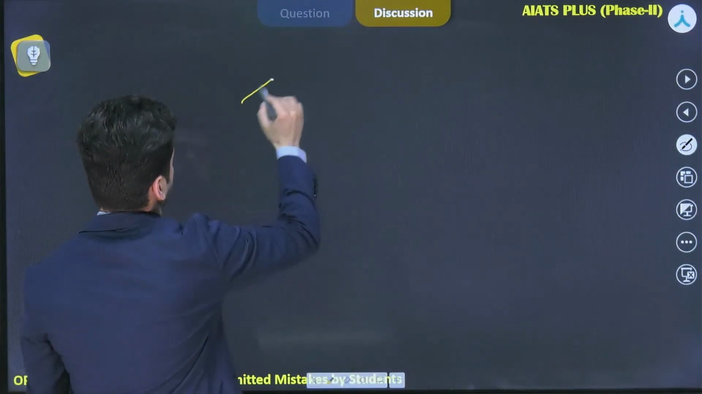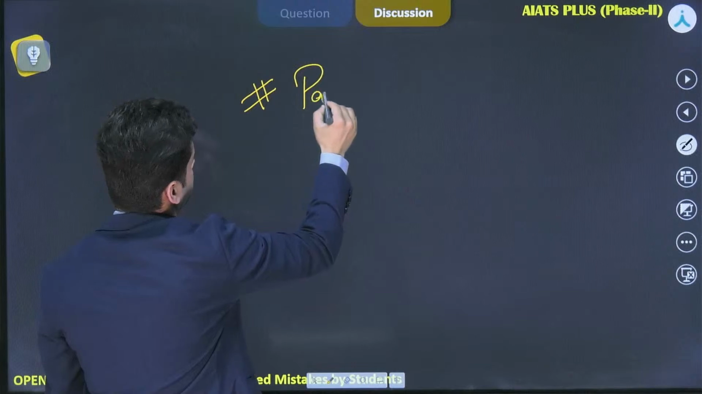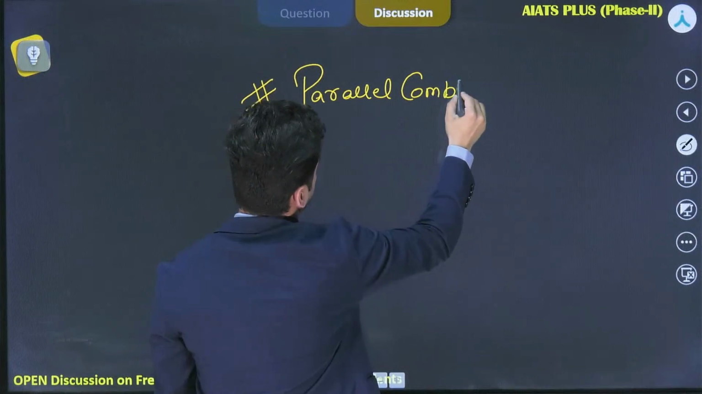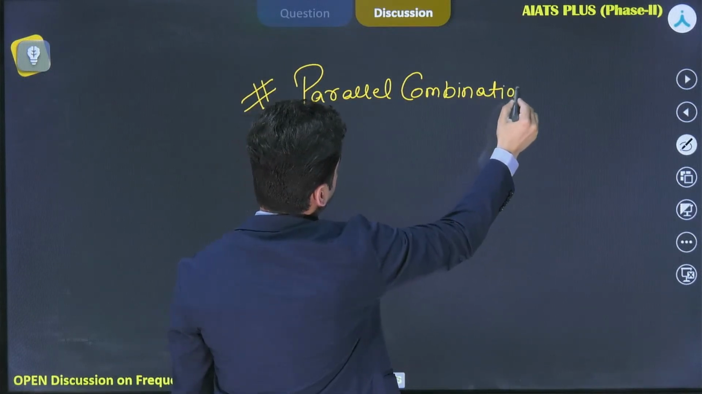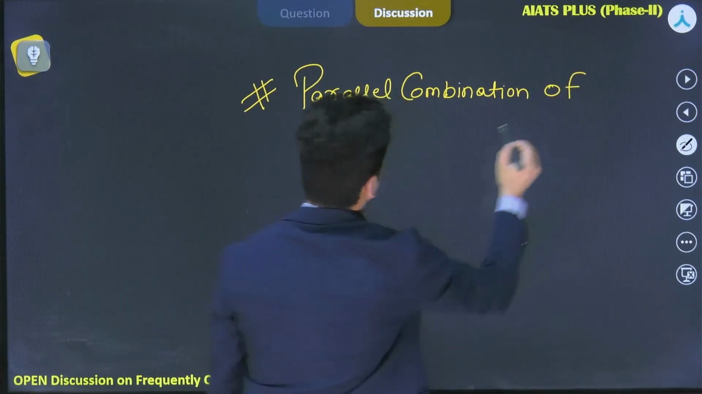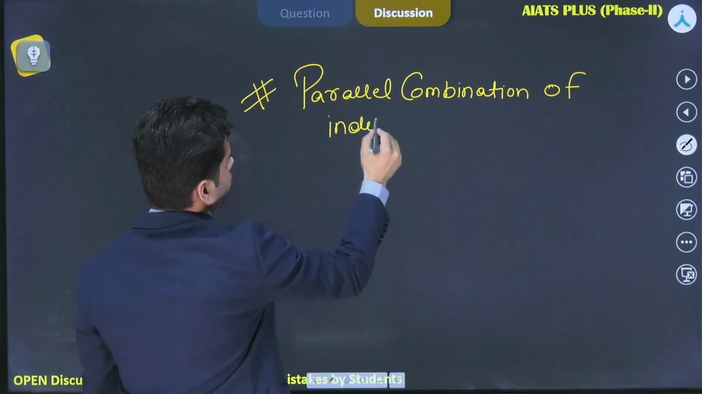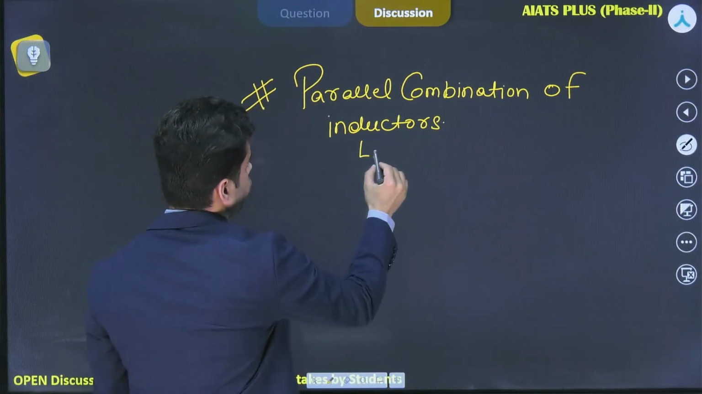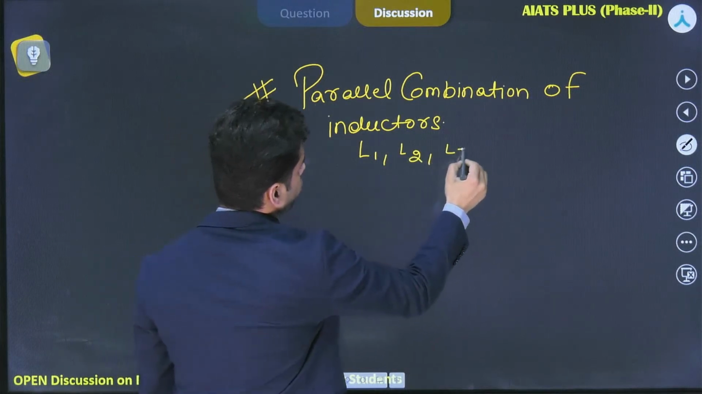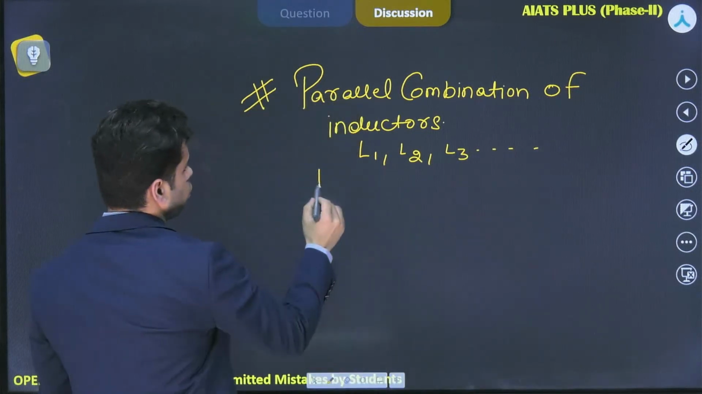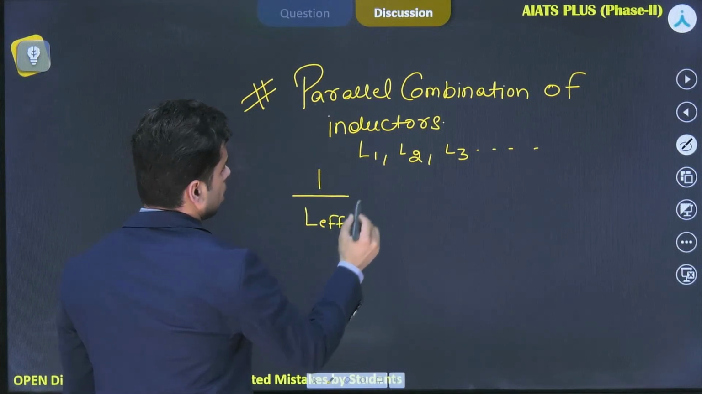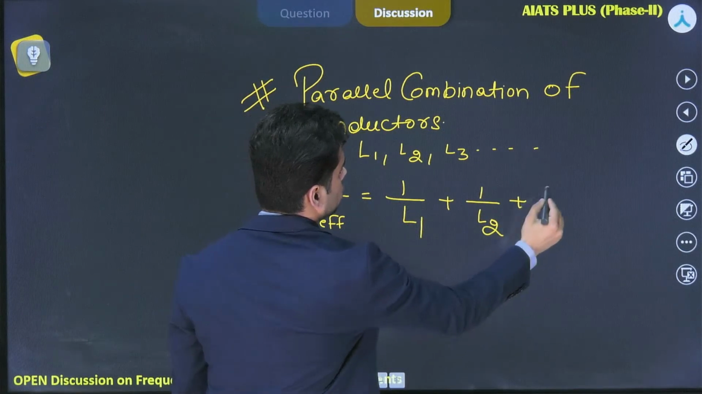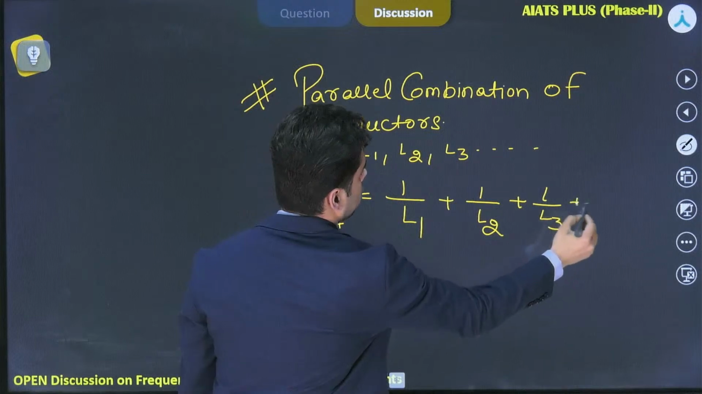What about the parallel combination? For the parallel combination of inductors, let's talk about the parallel combination. So again, you have inductance L1, L2, L3 and so on. In this case, 1 over L effective will be equal to 1 over L1 plus 1 over L2 plus 1 over L3 and so on.